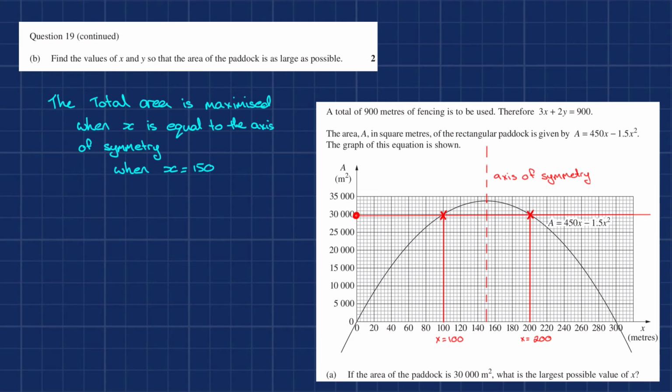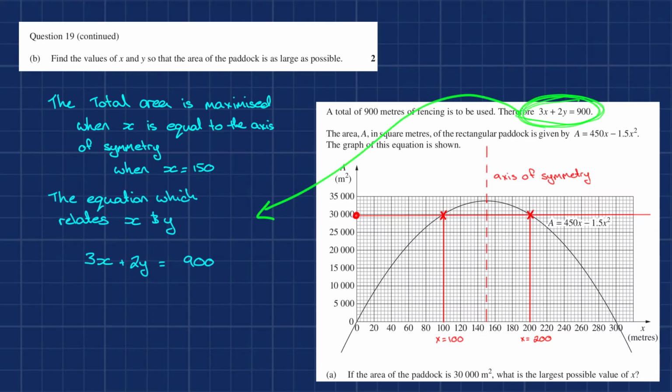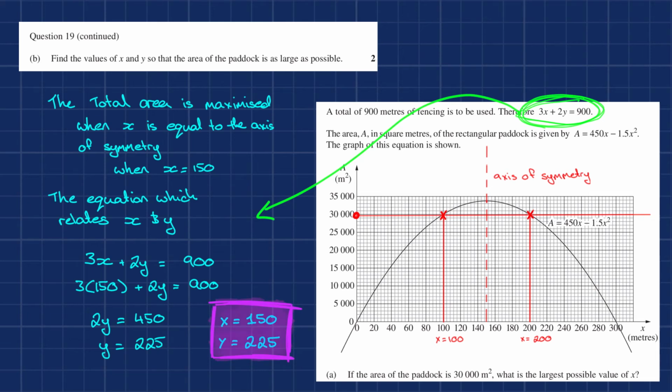Now we take the equation that relates x and y together, which is 3x plus 2y equals 900. We know that the maximum area must occur when x equals 150, so we can simply plug in that value, x equals 150, into this equation, which gives us 2y equals 450, and 450 divided by 2 gives us y equals 225. You can just do that on a calculator. It's pretty easy. And so here are the numbers that we need to save.